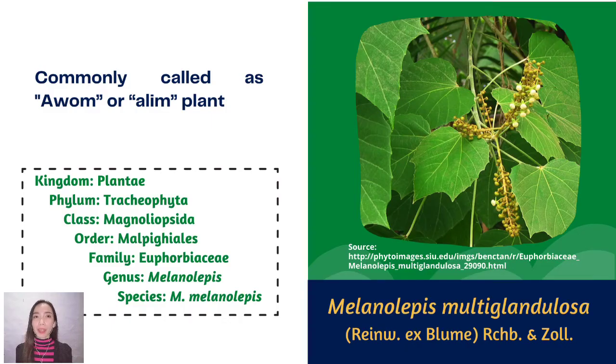One of the plants whose parts have been widely used for medicinal purposes, both locally and across the continent, is the leaves of Melanolepis multiglandulosa. It is a tree or shrub belonging to the Euphorbiaceae family. It is commonly called a womb or alim plant with height approximately 4 to 20 meters. It is native to southern Japan, Taiwan, Thailand, Malaysia, Indonesia, and Philippines.